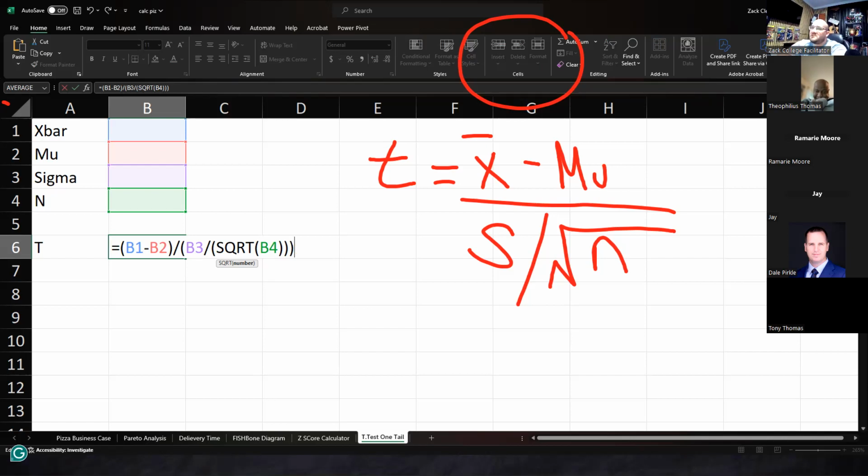So I want you guys to take a couple minutes and make sure you have this built. X bar minus mu, close the parentheses, divided by, open the parentheses, the standard deviation of a sample divided by the square root of n.